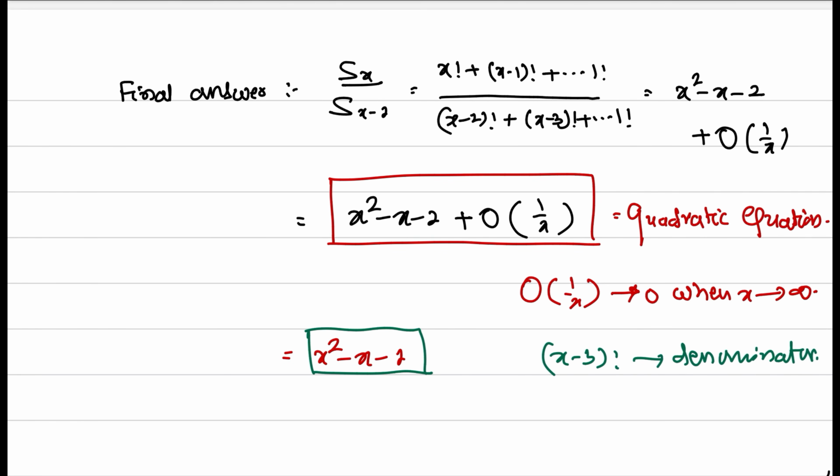With this, I want to conclude this lecture, which is based on the ratio of factorials, the ratio of sums of factorials, which are distinct functions, f x by g x, and which has given us a quadratic equation. These ratios are approximated and some advanced type of algebra is done for arriving at the value of x square minus x minus 2. With this, I want to conclude this lecture.